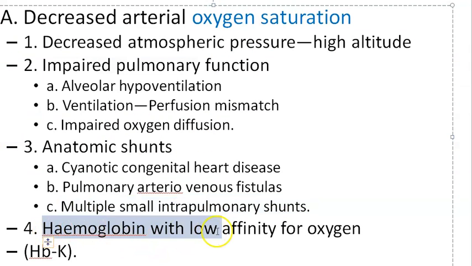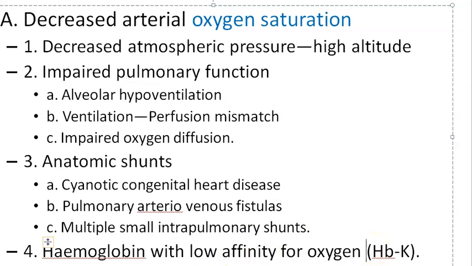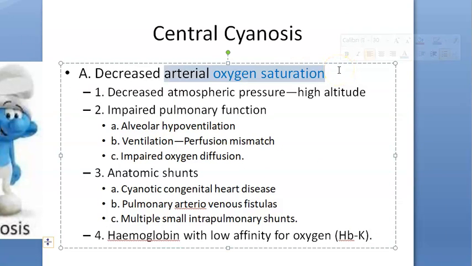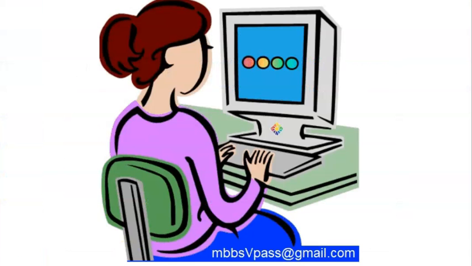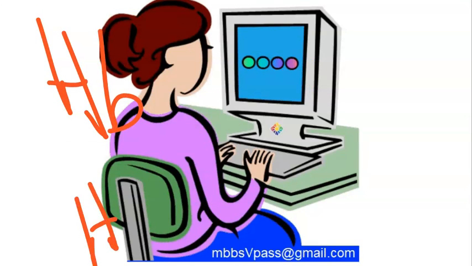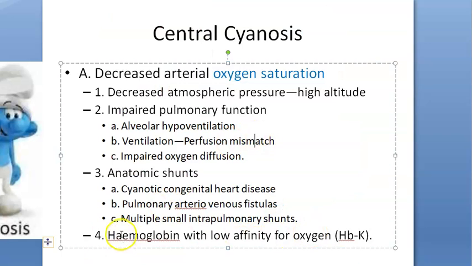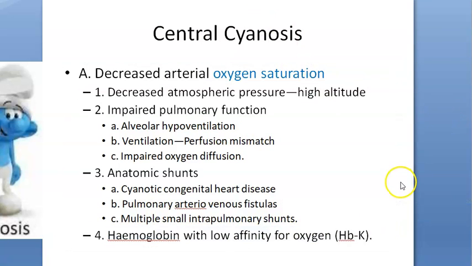Then hemoglobin with low oxygen affinity, like HbK. There is a hemoglobin which has low affinity to oxygen. You know that there are many types of hemoglobin: adult hemoglobin, and fetal hemoglobin. Fetal hemoglobin has a lot of capacity to suck out the oxygen from the mother's hemoglobin. So some hemoglobins are very powerful, and unfortunately in some people, if the hemoglobin has low affinity to oxygen, they can have central cyanosis. Okay.